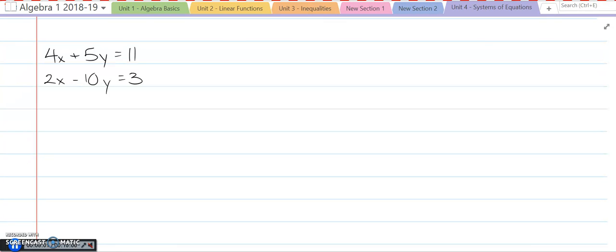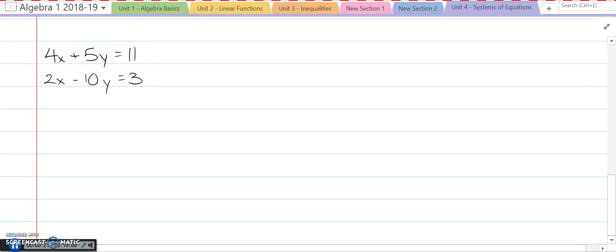So I mentioned that the idea of clearing out the fractions was going to be super important. And this is exactly why, because the 5 and the 10, it looks like they should go together, but it's just not quite perfect enough of a situation yet. So here's what I'm suggesting.